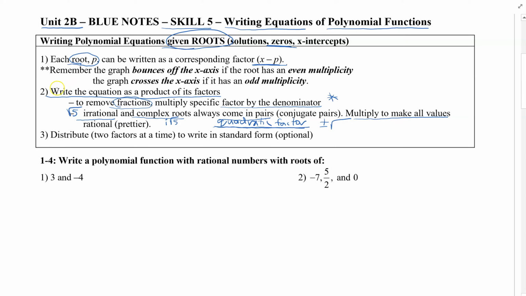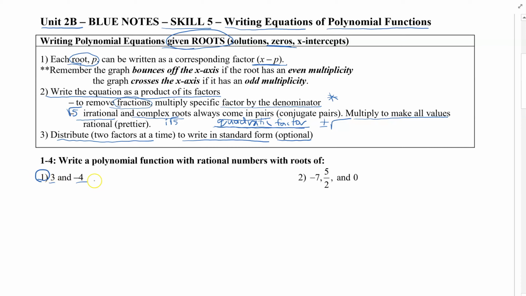And then basically once we write that equation as a product of factors, you're done. I am going to show you though how to distribute from there to get it into standard form, but that will be optional, not something that I will require of you on a test or quiz. So let's start down here with example 1. I decided to start with something that just had two single factors that are both rational, just so you can get an idea of just converting back from the root back to the factor.